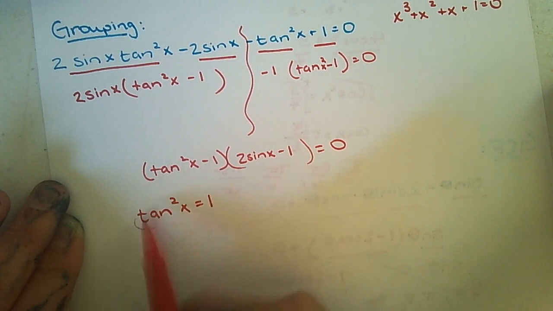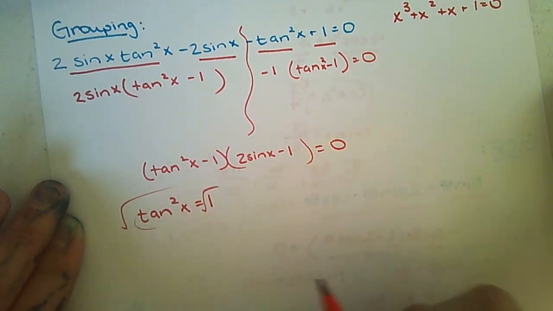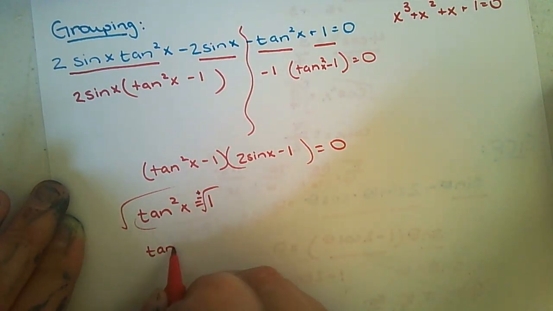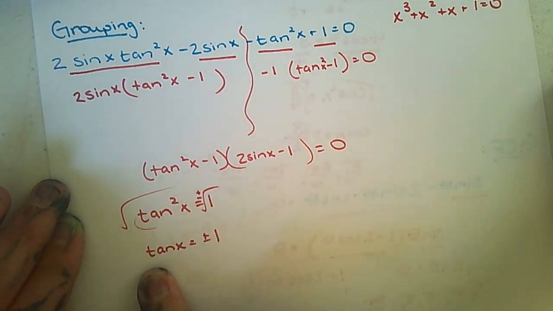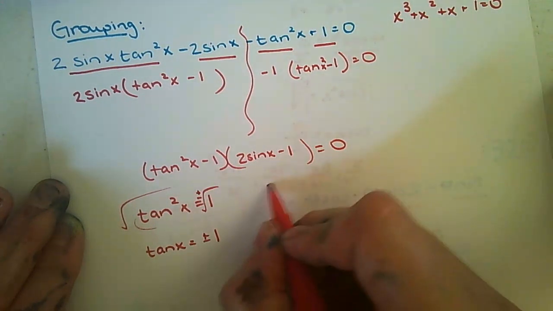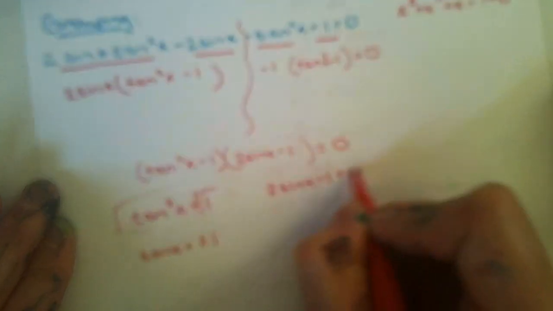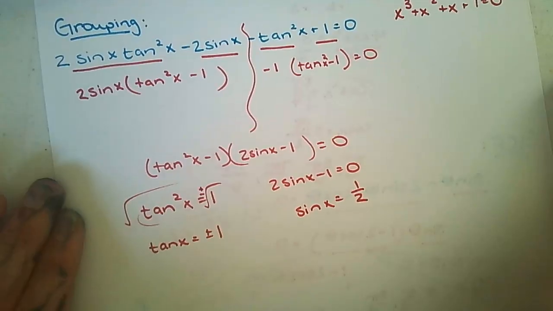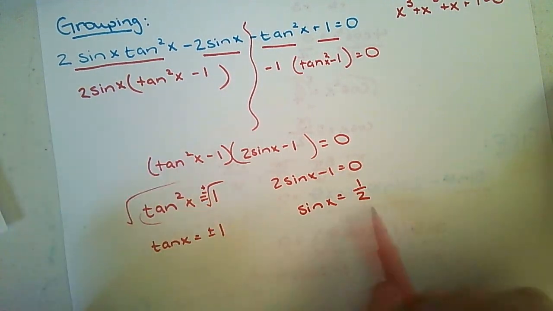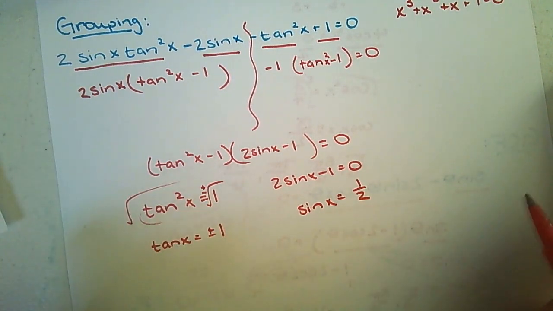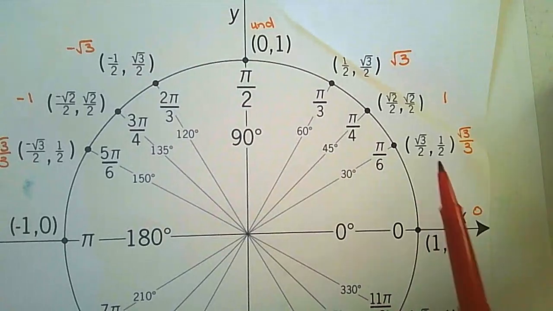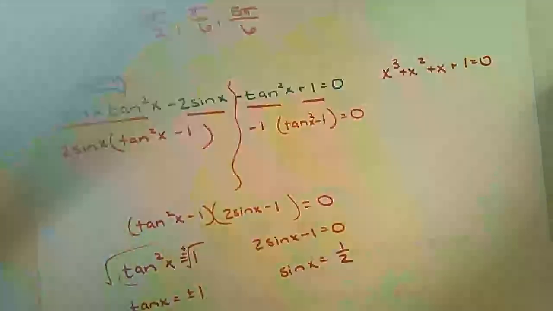So this one, since I have a tangent squared, I'm going to have to take the square root of both sides. Remember, when I add a square root, I also have to add a plus or minus as well. So over here, I'm looking for where tangent is positive or -1. And over here, I'm looking for where sine is positive 1/2. So I think I'm going to start off with these ones first. We just found where sine was 1/2. Sine is positive 1/2, the y is positive 1/2. I have both pi over 6 and 5 pi over 6.